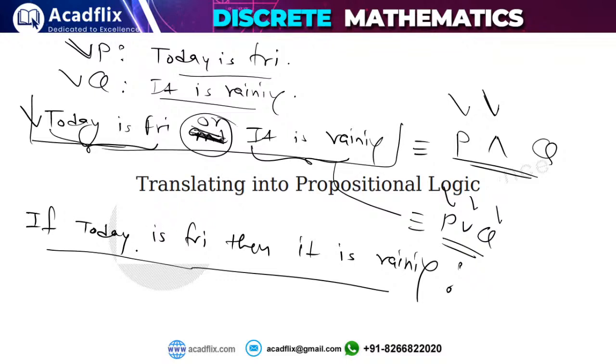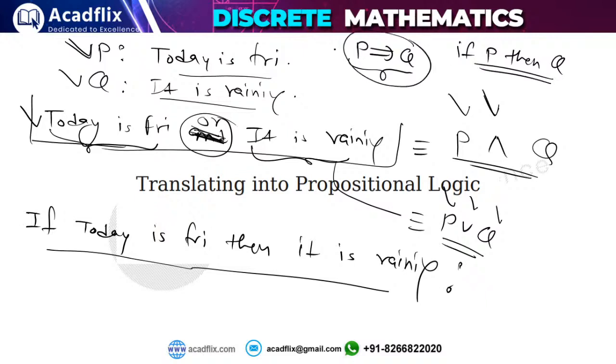Right. So we have seen yesterday one thing, that P implies Q. How do we read it? We read it like this: if P, then Q. So remember, this is the propositional logic formula, and this is the English statement.